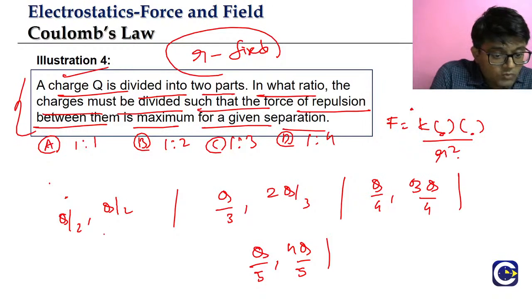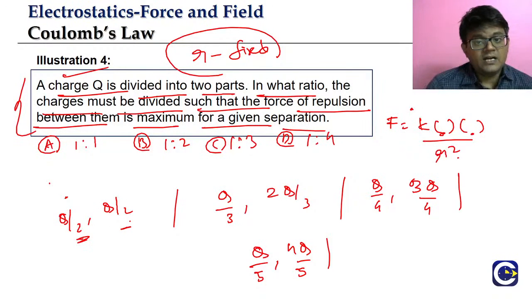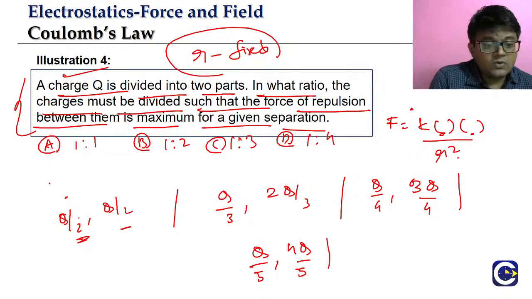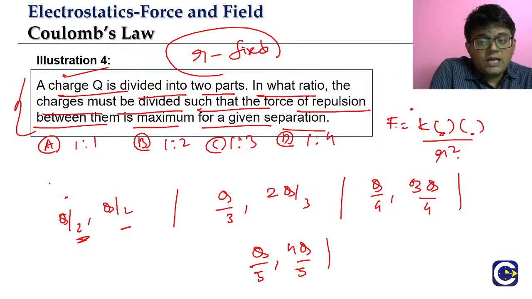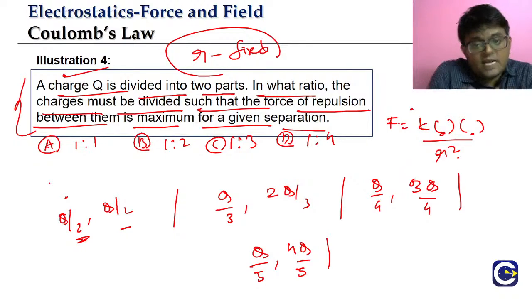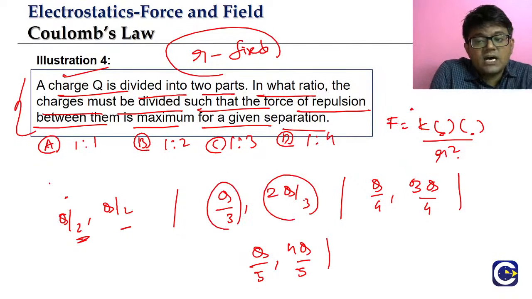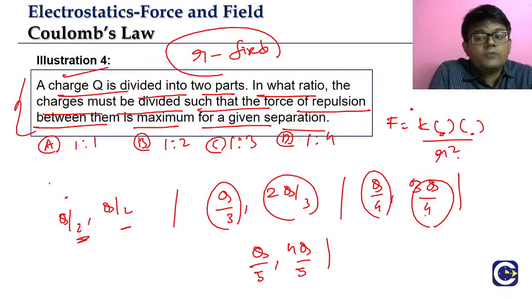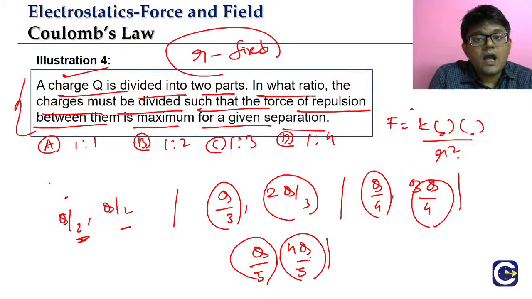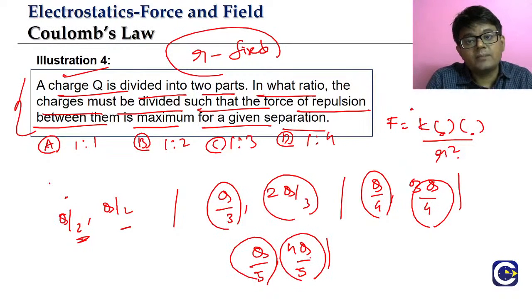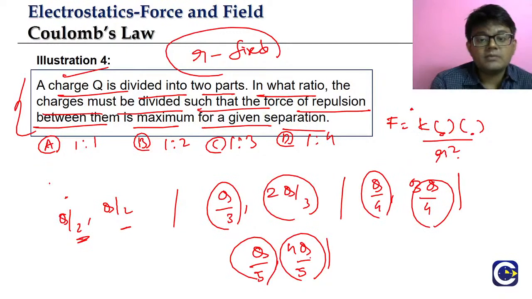So can we take a value and substitute and check? First we have to put Q by 2 and see what F we get. Then we have to take Q by 3, 2Q by 3 and see what F we get from that. Then Q by 4, 3Q by 4, Q by 5, 4Q by 5. If we do that, then what is going to happen? We will never be able to complete that question.